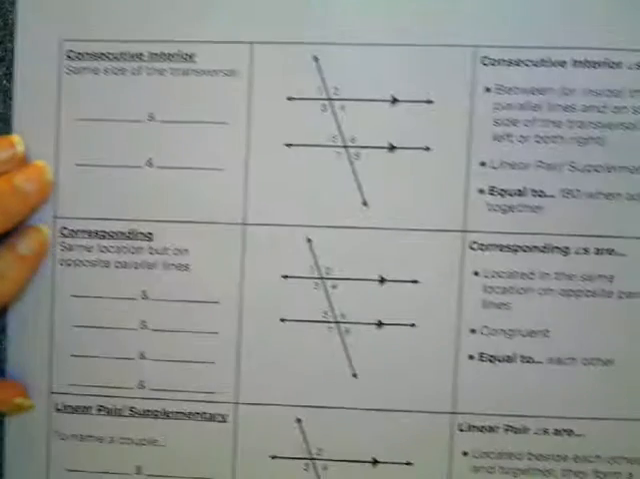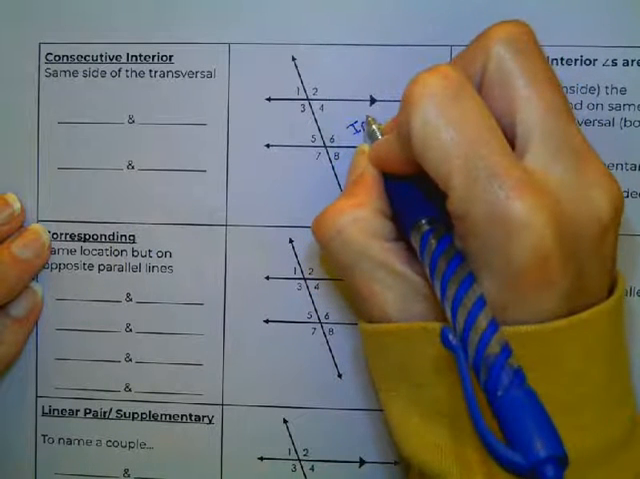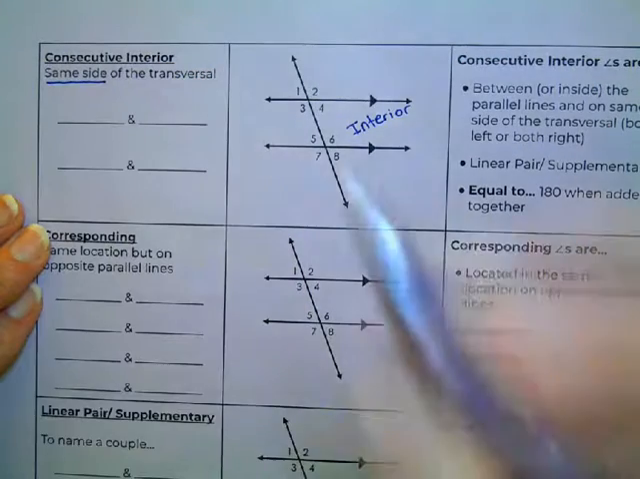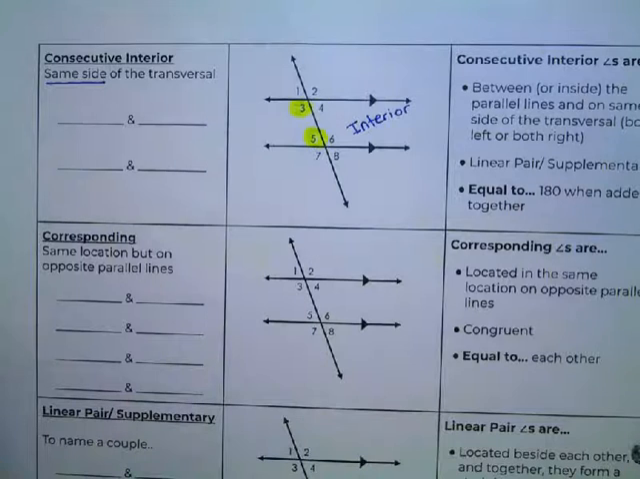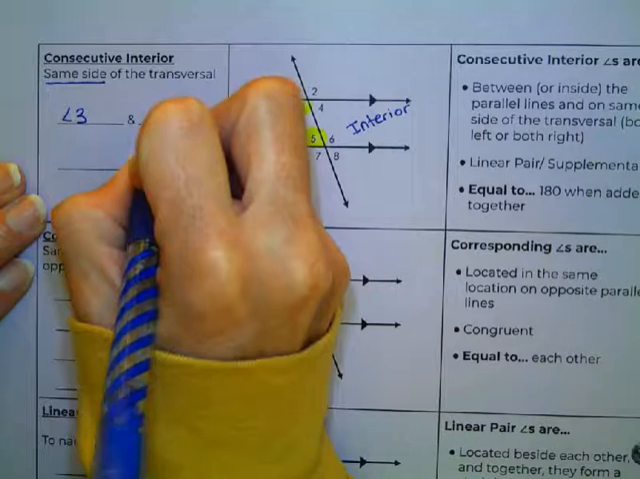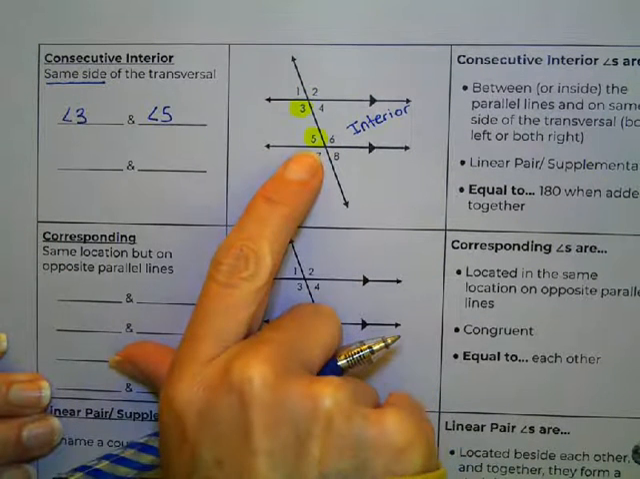Okay, let's look at the next types we have. We have what's called consecutive interior. We have that same word interior, which means inside the lines, and the word consecutive means on the same side. I'll use my highlighter here. 3 and 5 are on the same side of the line and interior. You'll notice these ones don't look the same size. Angle 3 is obtuse and angle 5 is acute, so these two are not equal.